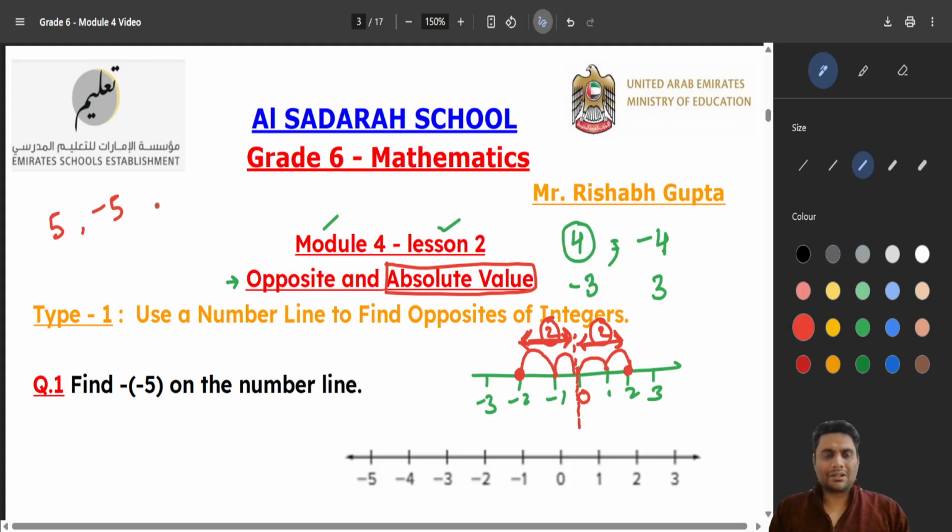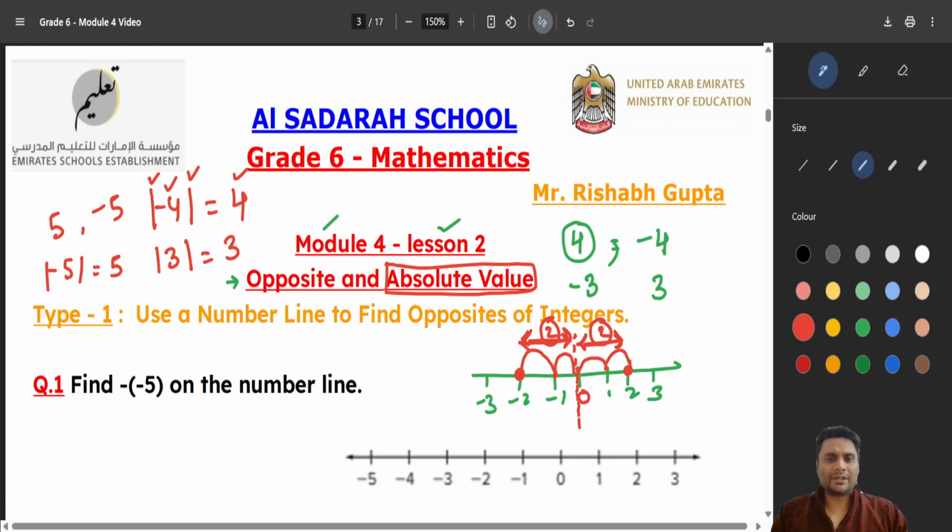If I give you a number, let's say minus 4, and I ask you the absolute value of it, we have to put it between these two lines. When I put any number between these two lines, it means I'm asking the absolute value of minus 4. So the absolute value of minus 4 will be 4. If I ask you the absolute value of 3, it will remain 3. Nothing will change here, because absolute value changes a negative number into a positive number. The absolute value of minus 5 will be simply 5. So these are the meanings of opposite and absolute value.